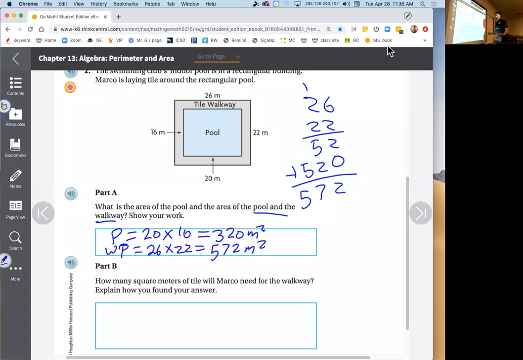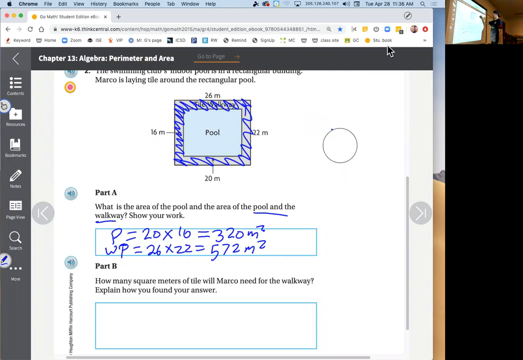All right, so now let's go to part B. How many square meters of tile will Marco need for the walkway? Explain how you found your answer. So we're looking now just for the walkway. Well, how do we find just the walkway?